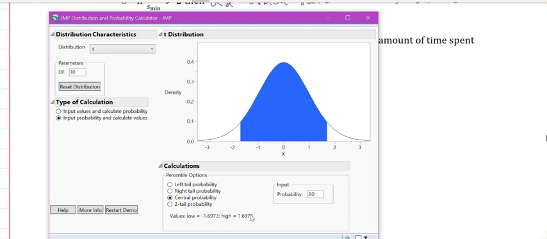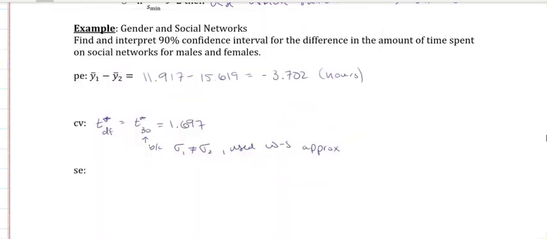So our critical value is found the same way we always do. We go to the distribution we want, we enter the parameters, we input the probability. That probability is our confidence level to calculate our critical value.